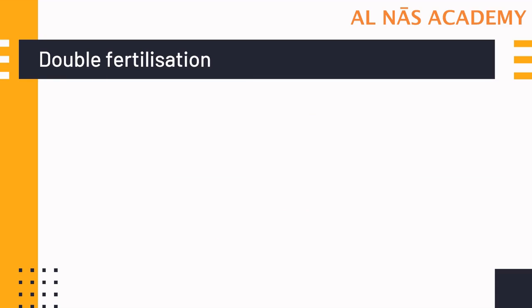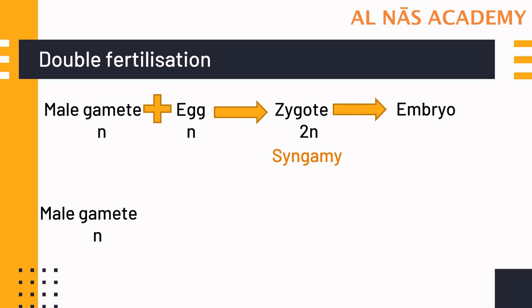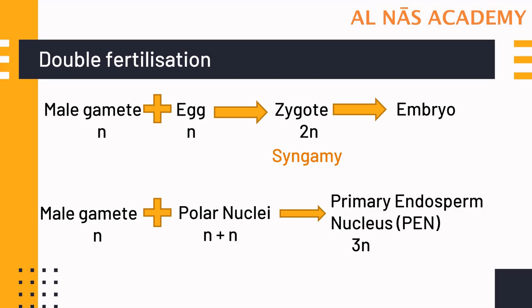Let us do a quick recap of what we studied in our previous video. The male gamete, which is haploid, fuses with the egg, which is also haploid, forming a zygote which is diploid, and this process is known as syngamy. The zygote later develops and forms the embryo. Another haploid male gamete fuses with the two haploid polar nuclei, resulting in the formation of the primary endosperm nucleus, PEN, which is triploid, and such fusion is called triple fusion.